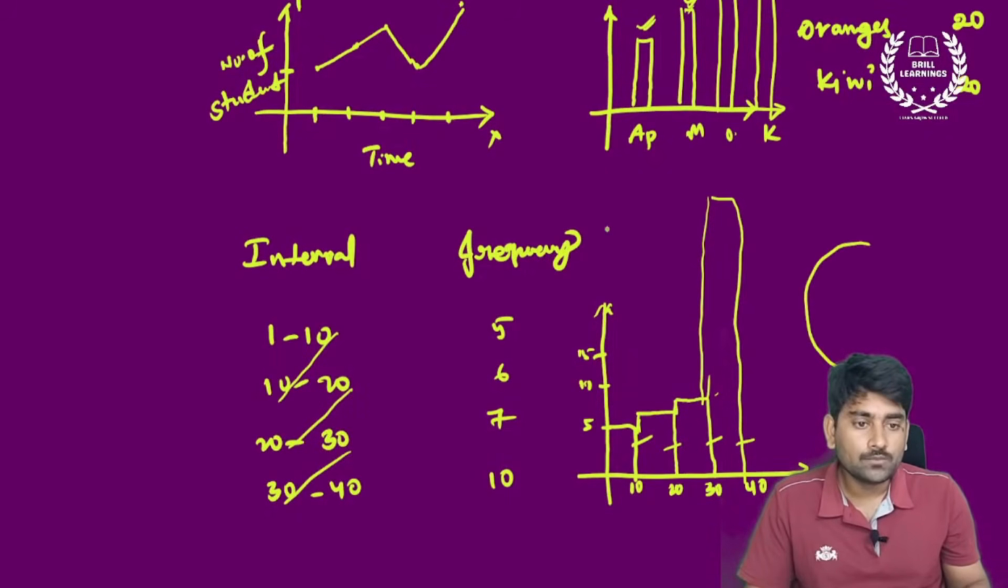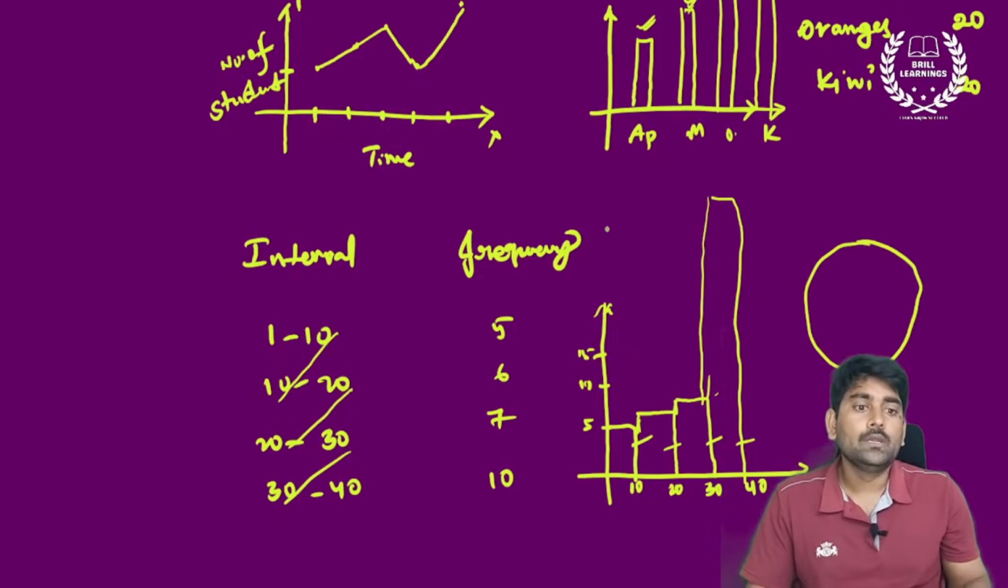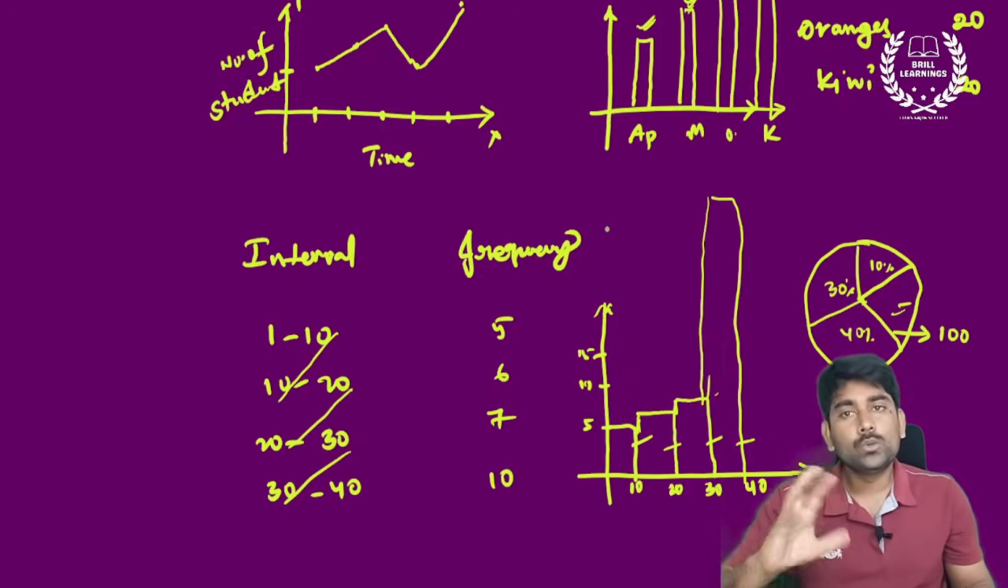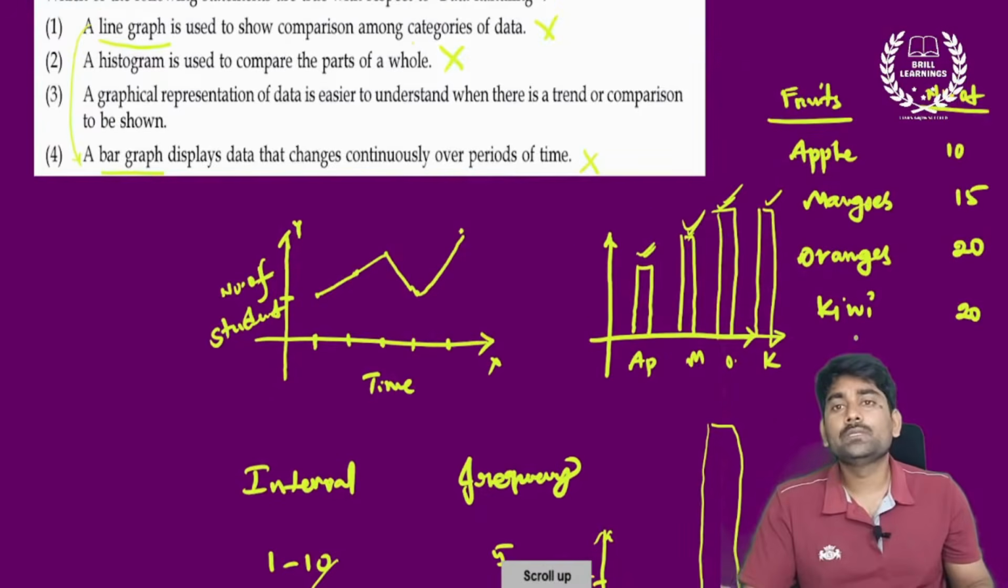Pie chart means it will be like this. The total is 100. Out of the total, they will take some sectors. This portion will be 10%, and 30% will be another item. Remaining 40% will be another item, and the remaining value will be another item. Like that, out of the total, some parts will be represented in the pie chart.